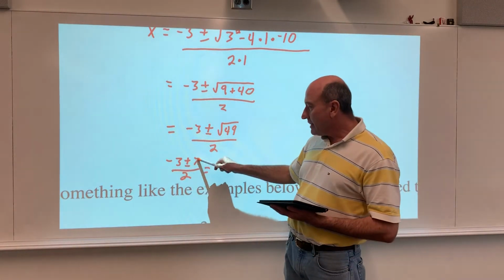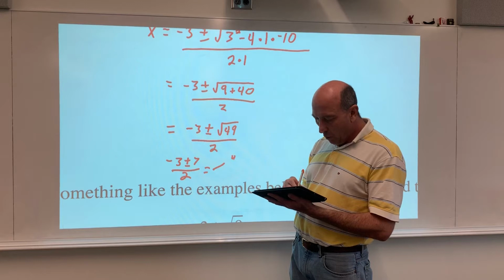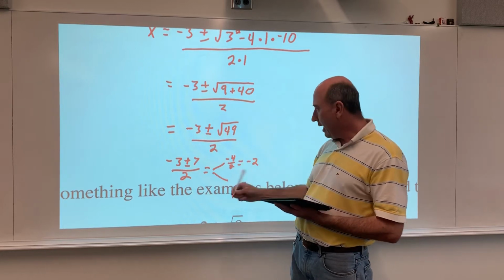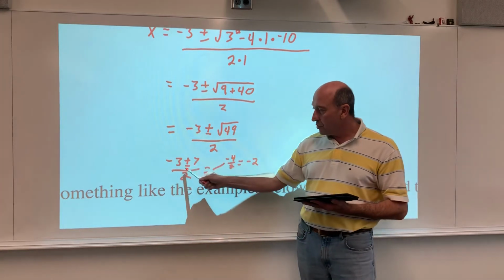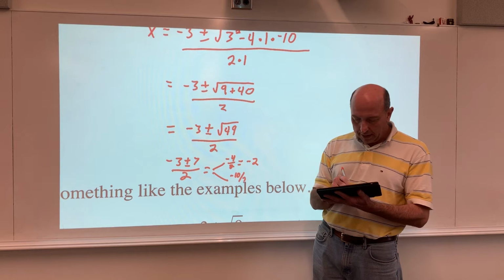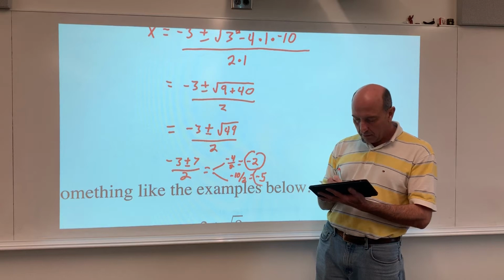Negative 3 plus 7, that's negative 4. Negative 4 divided by 2 is negative 2. And the other one, negative 3 minus 7 is negative 10. Divided by 2 is negative 5. Now we're done.